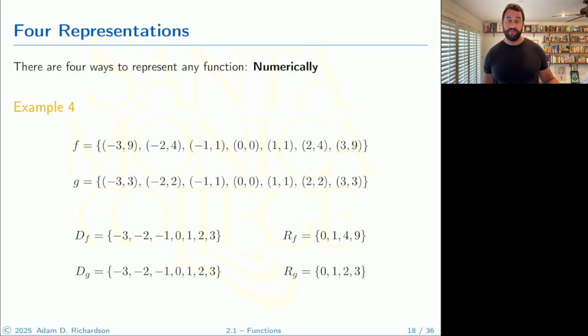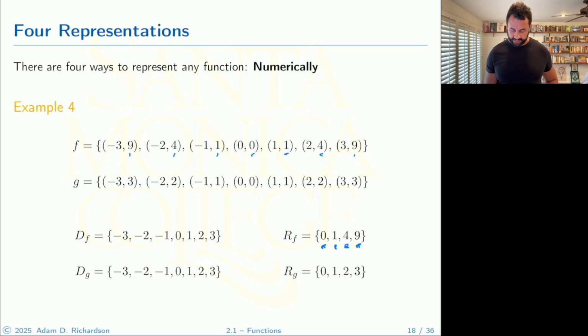What is the domain of f? It's all the inputs. It's all the first entries. What is the range of f? It's the list of all the second entries. Oh, one thing I want to point out. Notice in this case, actually, let me use my pen for this one.